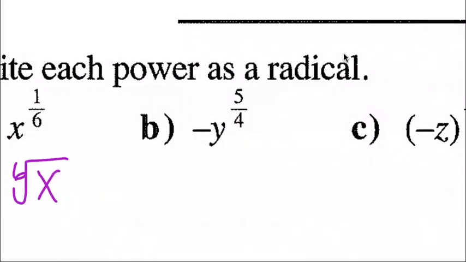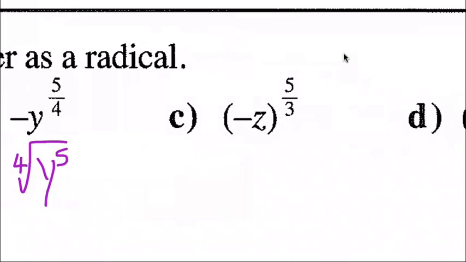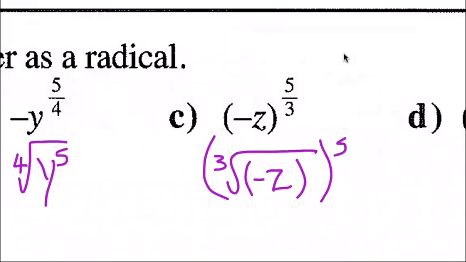Negative y to the power of 5 over 4. Remember, that's not negative y in brackets, so that negative 1 stays out in front somewhere. And then this is going to be the 4th root of y to the 5th. Negative z is in brackets, so this is going to go with it. So it's going to be negative z something. It's going to be the cube root of all raised to the power of 5. Or you could put the 5 on the inside, your choice.